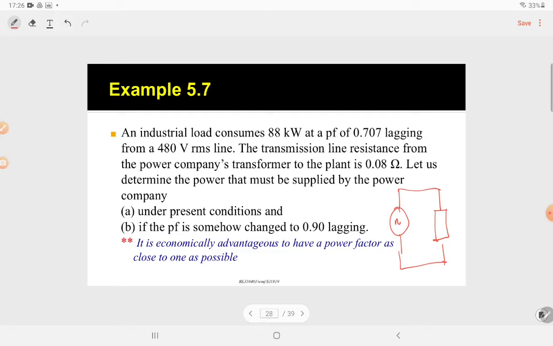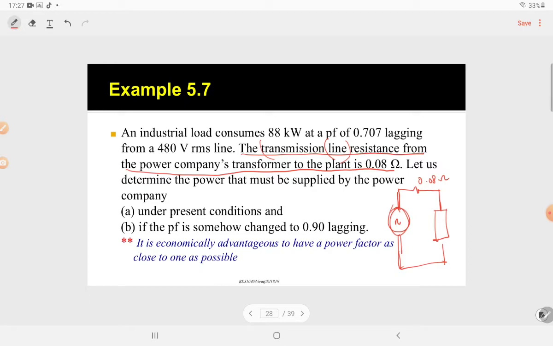Okay. And then they said here the transmission line resistance from the power company transformer to the plant is 0.08. When they say transmission line, that means this is a wire. Wire is a transmission line from supply to the load. So therefore at the transmission line you have 0.08 ohm resistance. Okay. So therefore we can represent a resistance up here, 0.08 ohm.